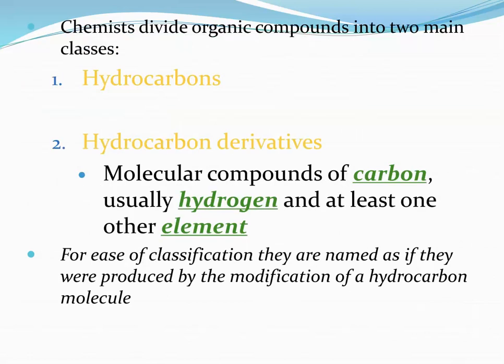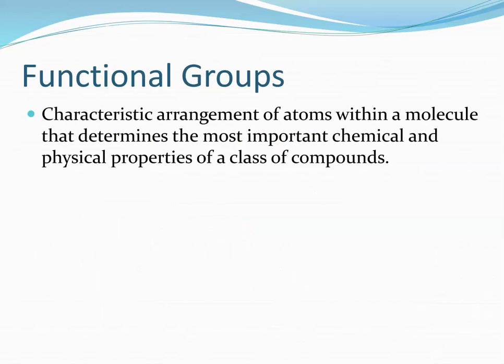Not all organic compounds are made up of only carbon and hydrogen. Some hydrocarbon derivatives contain other elements. When organic compounds contain other elements, they are said to contain functional groups. Functional groups are characteristic arrangements of atoms within a molecule that can be used to predict chemical and physical properties of the organic compounds.